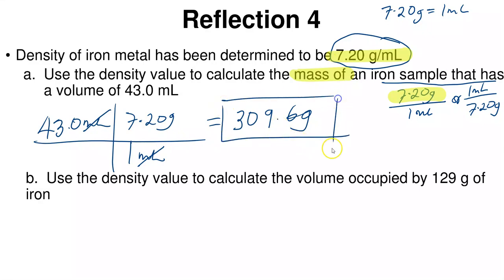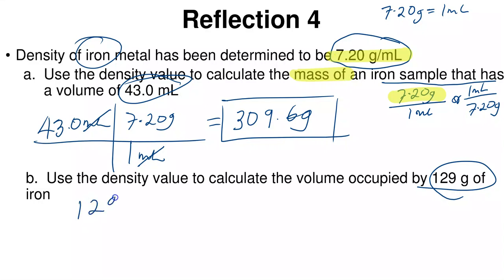So that's what you get. 309.6 grams will be the mass of that iron, because this is the iron metal. The iron metal has a density of this. So the mass of the iron metal that will occupy a volume of 43 mils will be 309.6 grams. Or approximately, you can say it is 310 grams. Then the second one is use the same density value of this iron metal to calculate the volume occupied by 129 grams of iron.